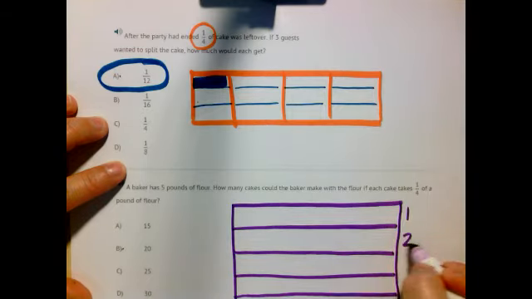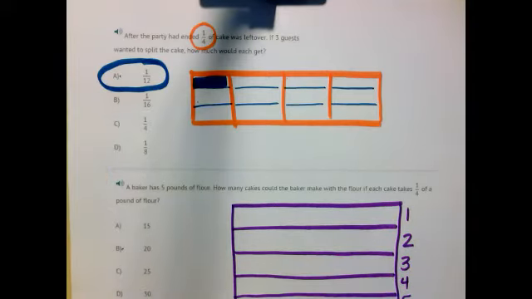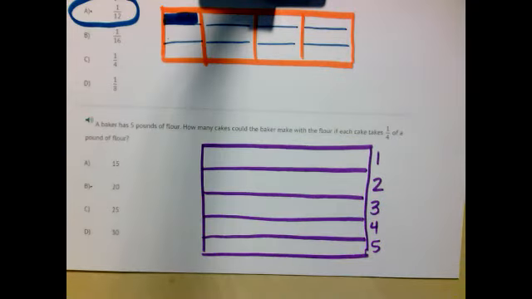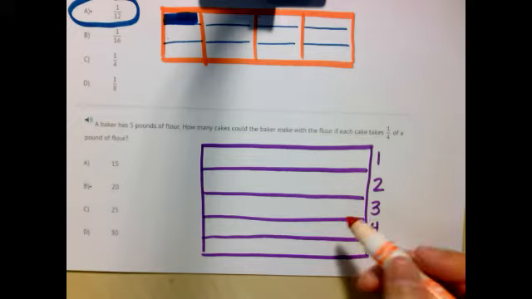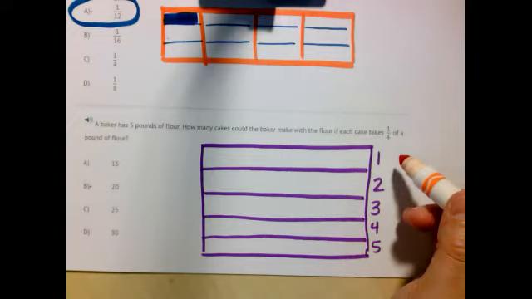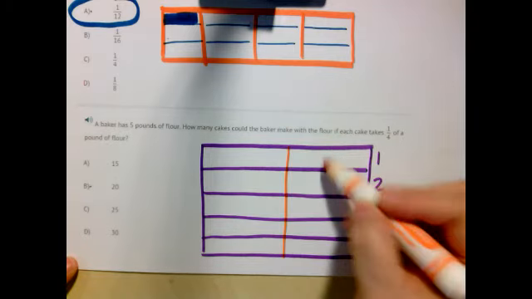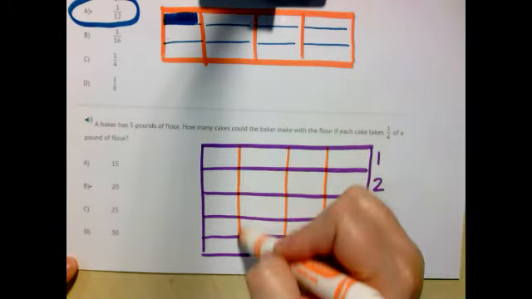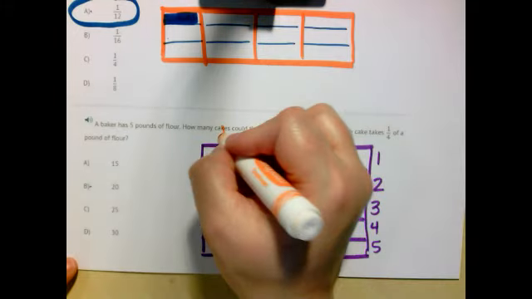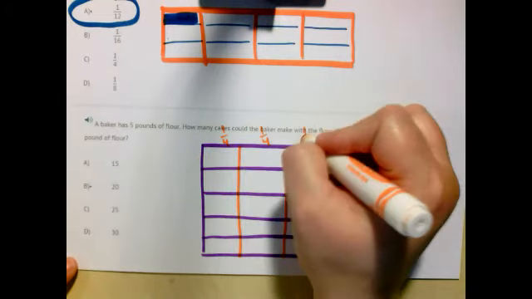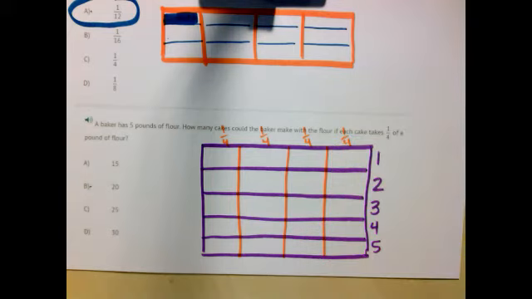So let me label those. 1, 2, 3, 4, 5. There's 5 total pounds of flour. Let me try and get me on the paper there. Okay. And it says each one is going to take 1/4 of a pound. So if each cake takes 1/4, I'm going to split this into fourths. So there's 1/4, there's 1/4, there's 1/4, and there's 1/4.